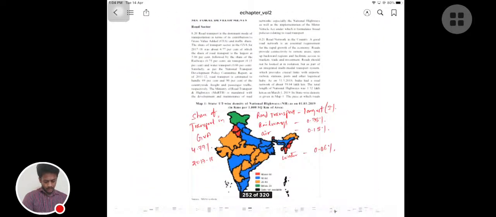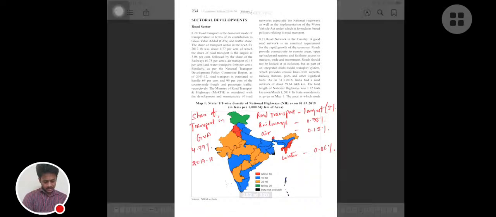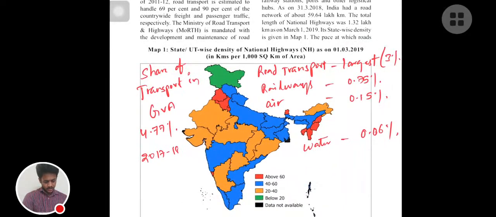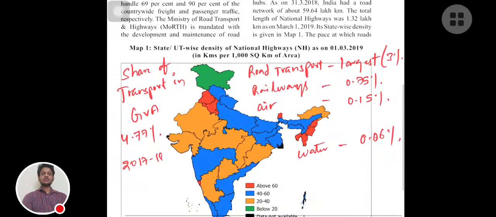These are not that required. Let us see this, that is the road sector. So in India, when it comes to transportation itself, which sectors are actually having the maximum contribution?